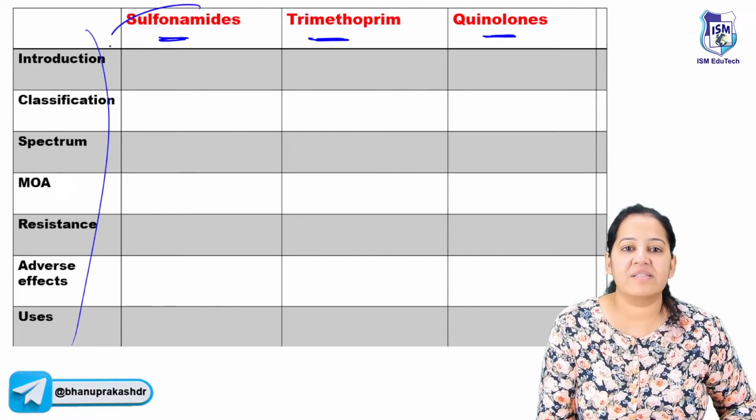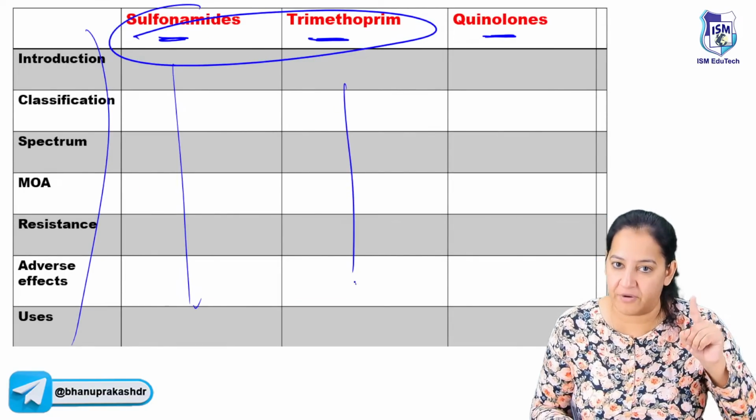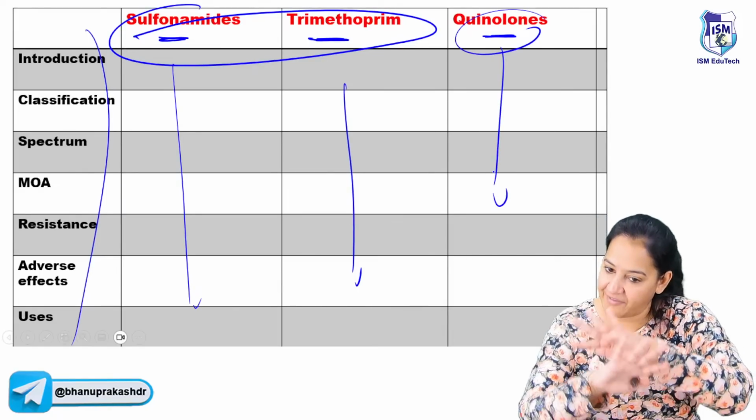Okay, so first let's take these 2. Let's fill this table for these 2. Then come on the third one, quinolone. In the end, we will see the complete table.